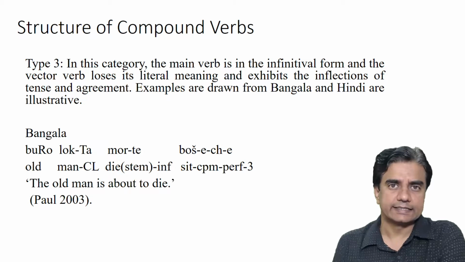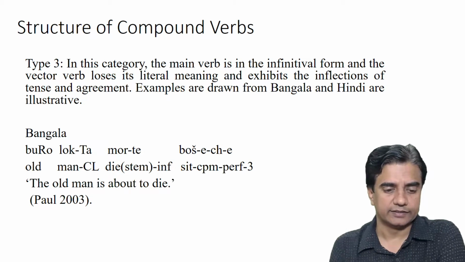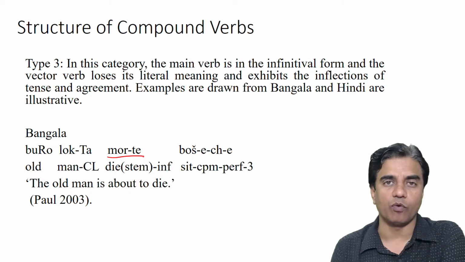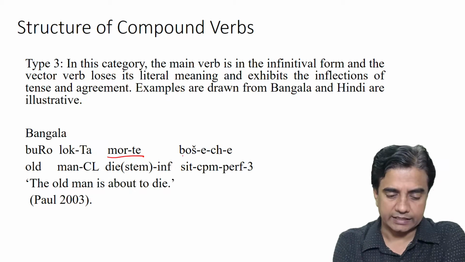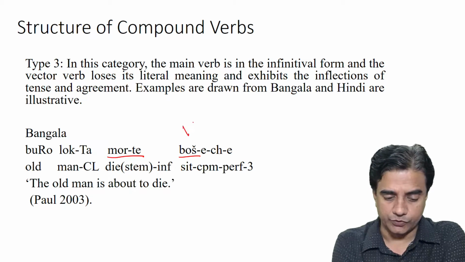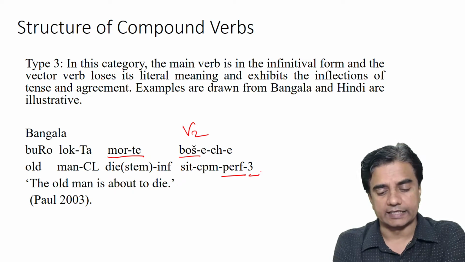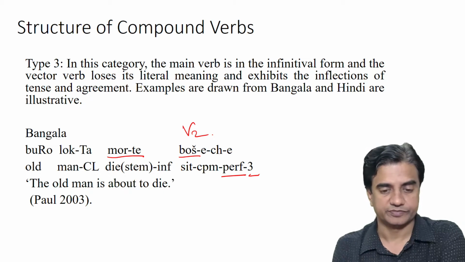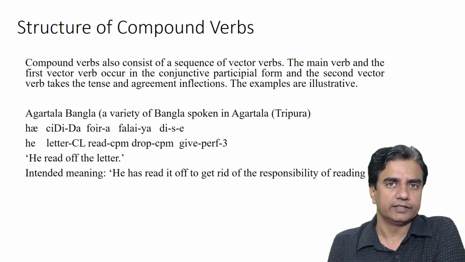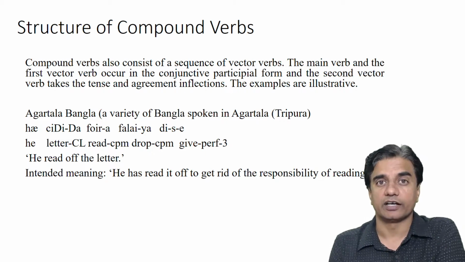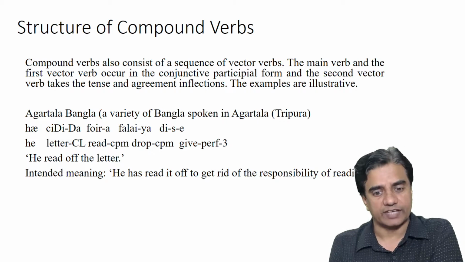In some cases, particularly in a language like Bangla, we see that the main verb remains in its infinitival form. And again, the V2 takes the perfective aspect and a third person agreement marker on it. In yet another variety of Bangla, which is spoken in Agartala, the capital city of yet another state, Tripura, where the dominant majority is Bangla speakers, we see some differences.